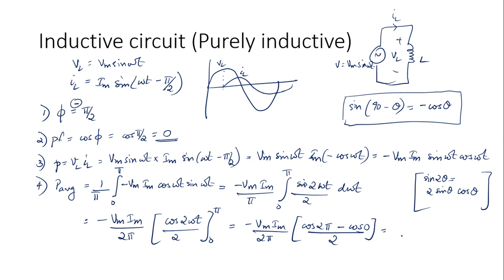And finally you are going to get it as 1 minus 1, and you will get cos 2 pi is going to be 1, cos 0 is going to be 1, and you will be getting the average power as 0.